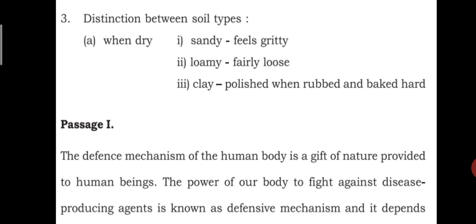Next, 3. Distinction between soil types. When dry, sandy feels gritty, loamy fairly loose, clay polished when rubbed and baked hard.